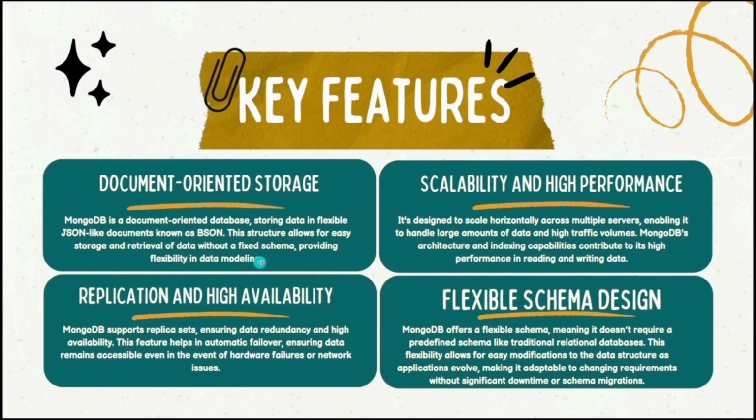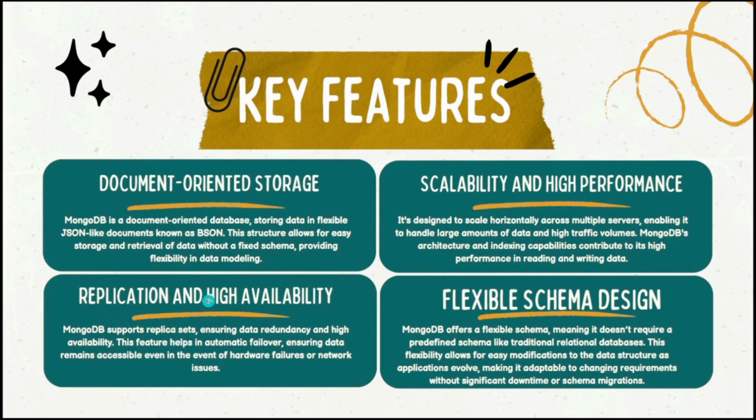And then after this, guys, we have something else, that is scalability and high performance. So MongoDB is designed for high scalability. That means you can horizontally scale this MongoDB database across multiple servers. So it enables you to handle large amounts of data and high traffic volumes. What is horizontal scaling, by the way? It simply means that you can create multiple databases and they would act as a single database in MongoDB. So that's the benefit. MongoDB's architecture and indexing capabilities contribute to its high performance in reading and writing data.